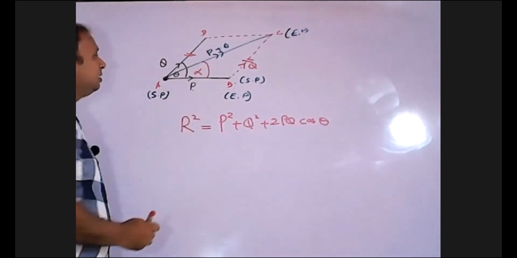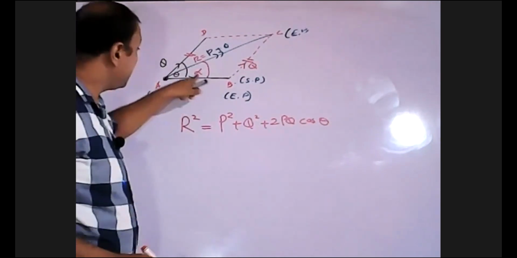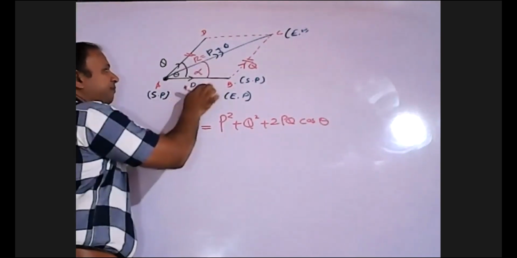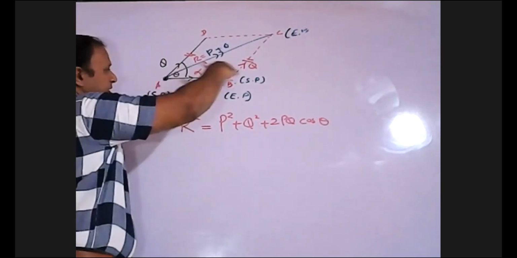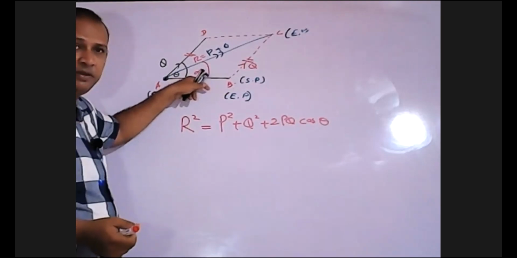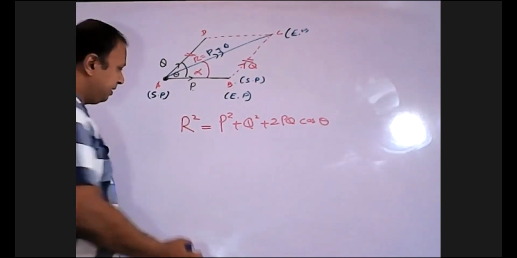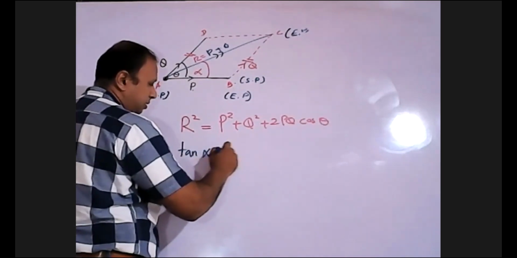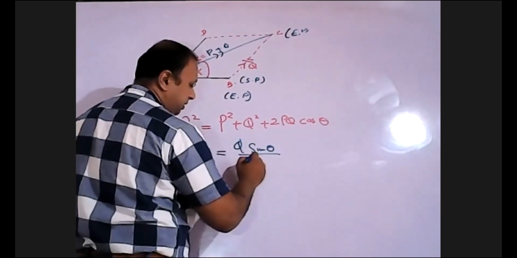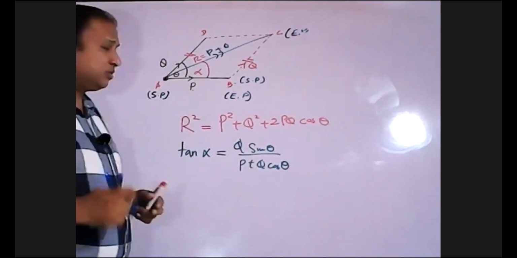Then suppose the resultant force R makes an angle alpha with the force P. This alpha is the angle between R and P. Alpha is the angle between P and R. So if it is the angle between P and R, we have proven tan alpha is equal to Q sin theta over P plus Q cos theta. I'm not going to prove this one again. We can use this in the result.